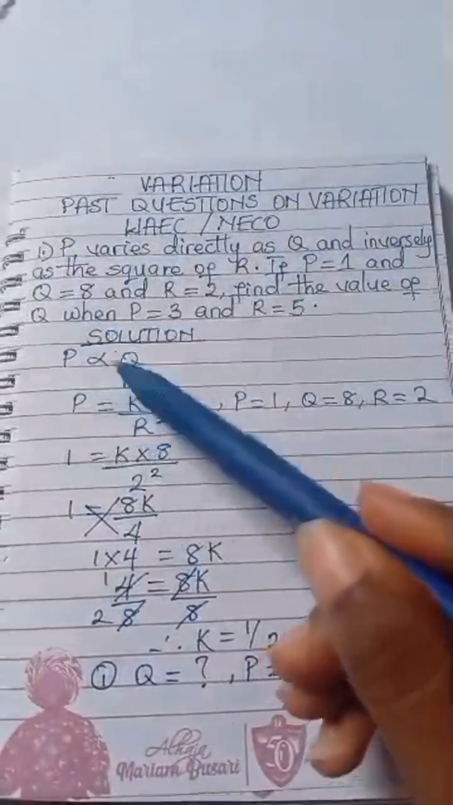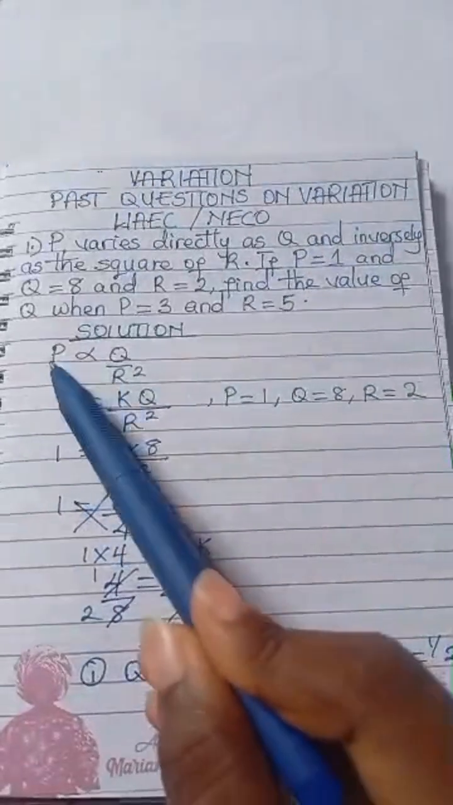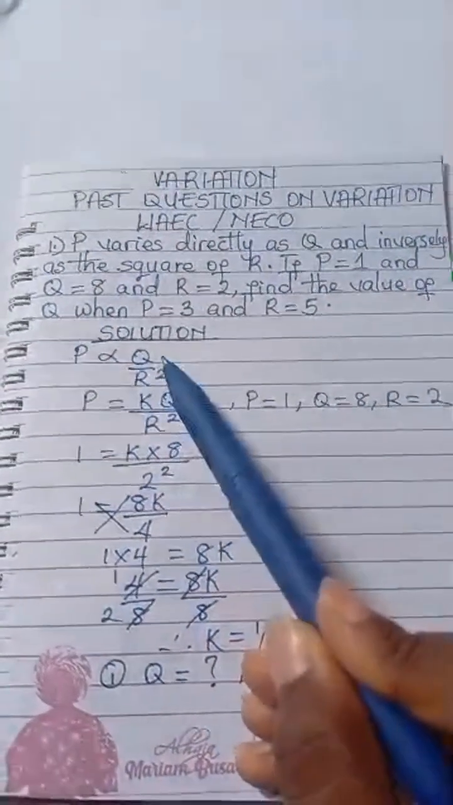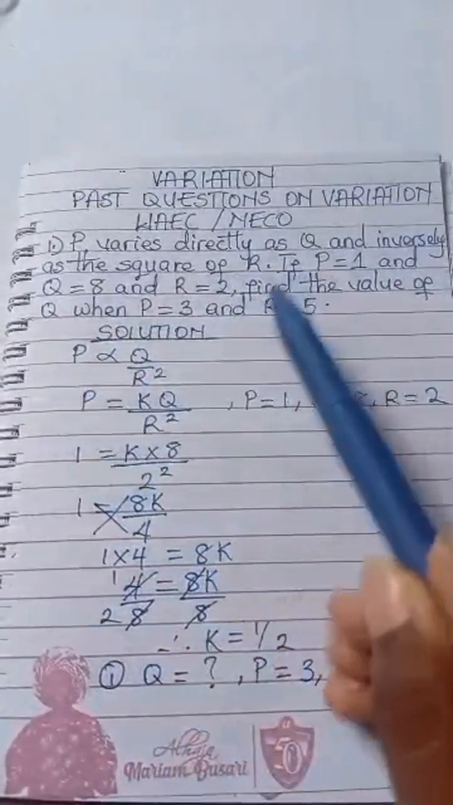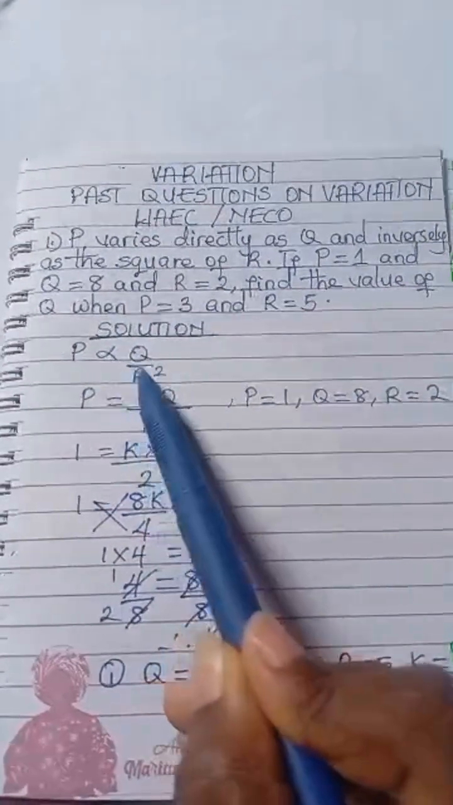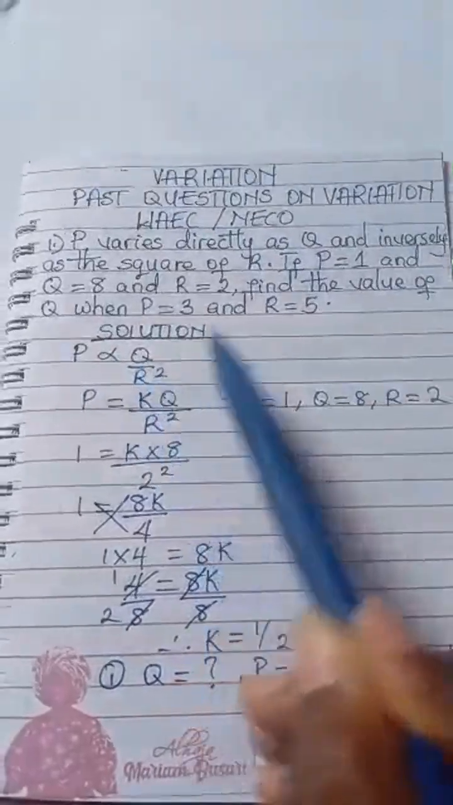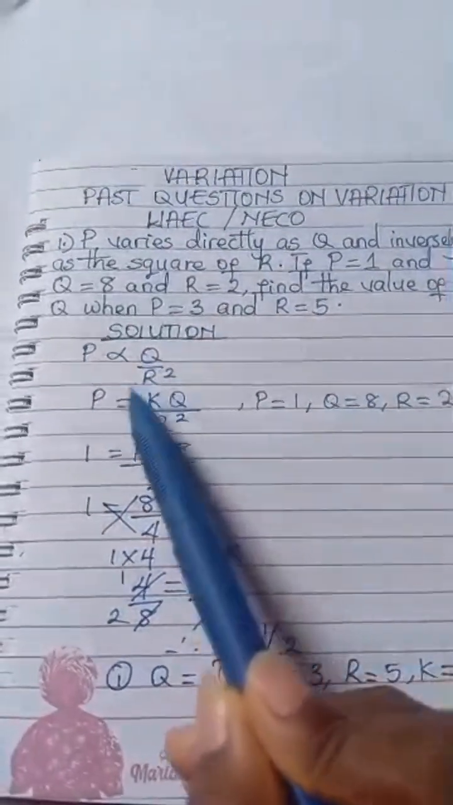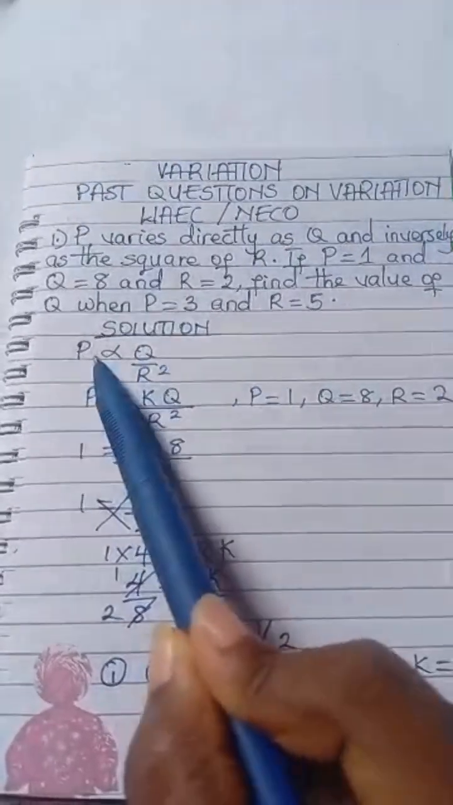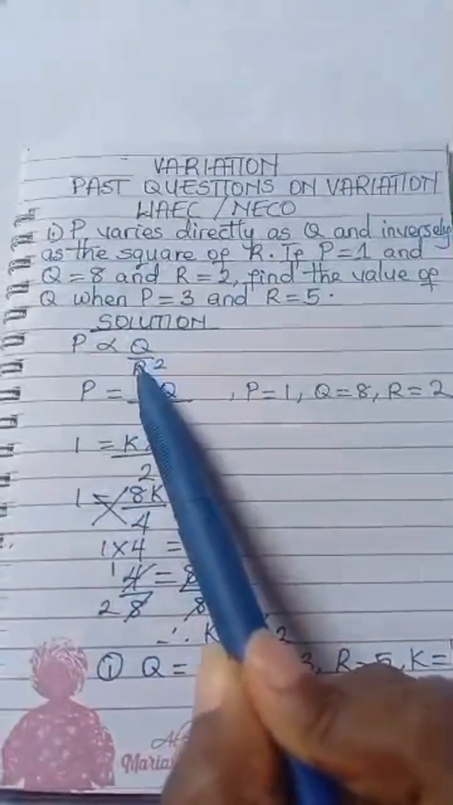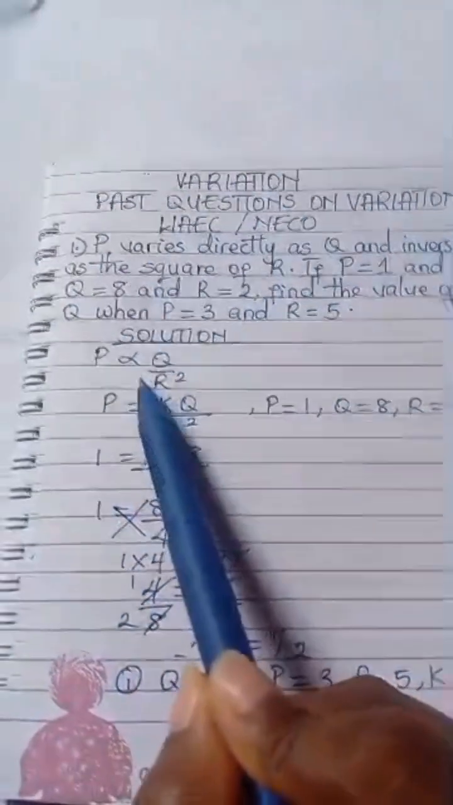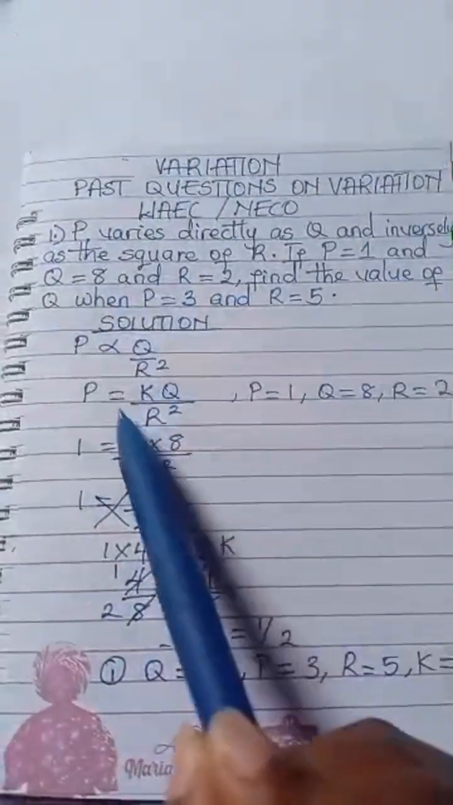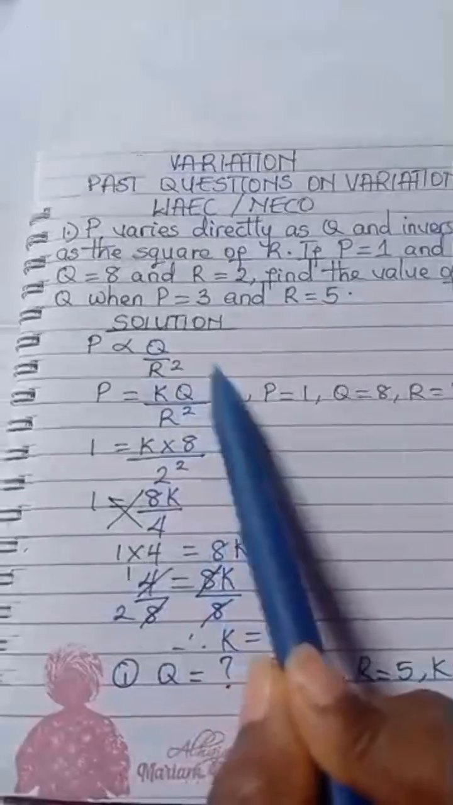They said P varies directly as Q. That's this here. P varies directly as Q, and inversely as the square of R. Inversely is going to be at the denominator. Whatever value is said to be inversely proportional to the other is going to be the one at the denominator. So P varies directly as Q, while it varies inversely as R. R is not even R alone, it is the square of R. So that will be over R squared.